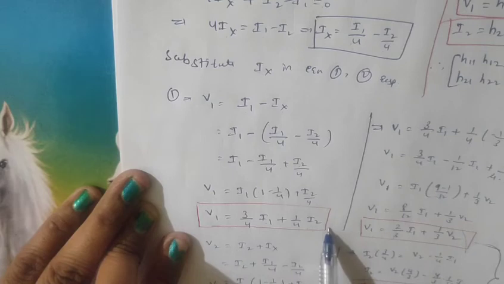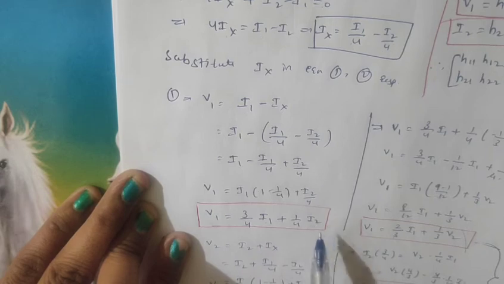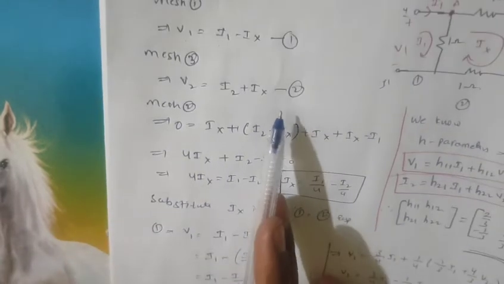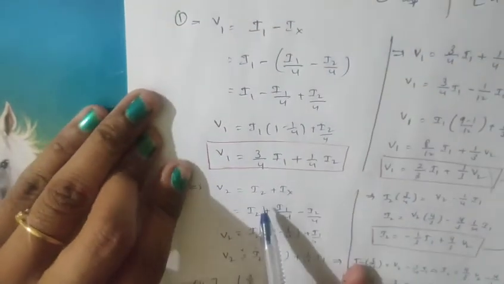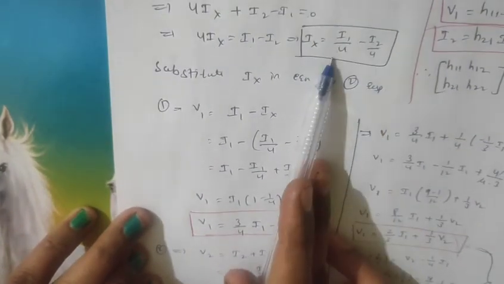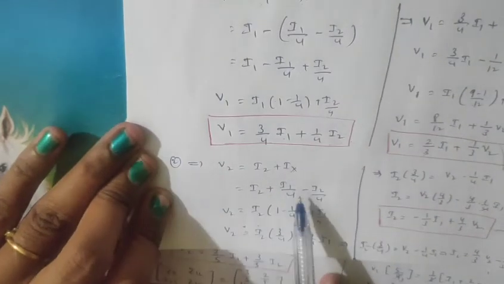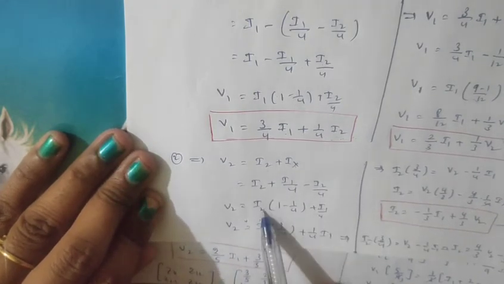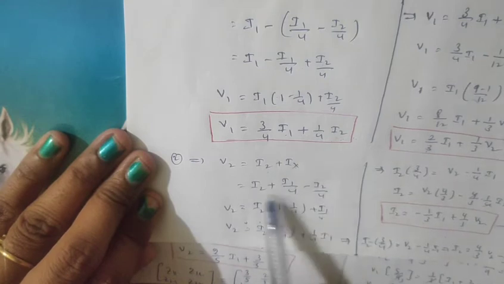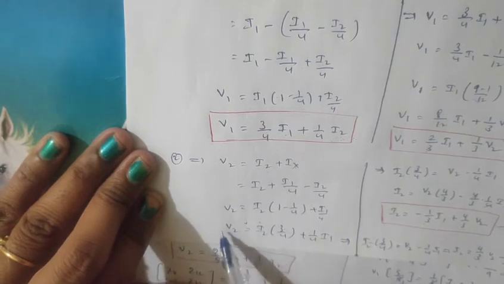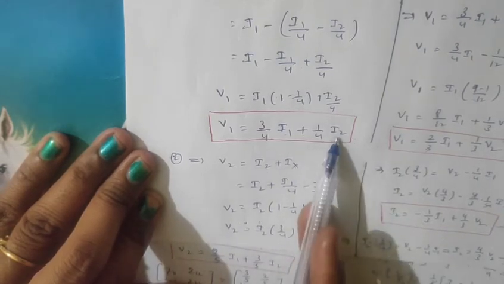But this is not a hybrid parameter equation, because a hybrid parameter equation should consist of the term V2. For that purpose I'm substituting the Ix value in the V2 equation. Therefore V2 becomes I2 plus Ix. We know Ix is 1 by 4 of I1 minus 1 by 4 of I2. Simply substitute: I2 plus 1 by 4 of I1 minus 1 by 4 of I2. Take the I2 term as common, so you are getting 1 minus 1 by 4, nothing but 3 by 4, plus I1 by 4. Here we have to find the I2 value.